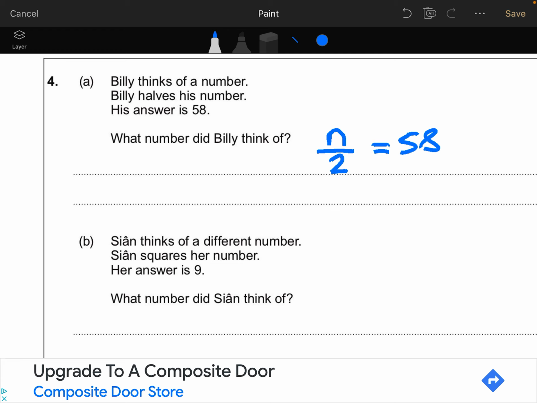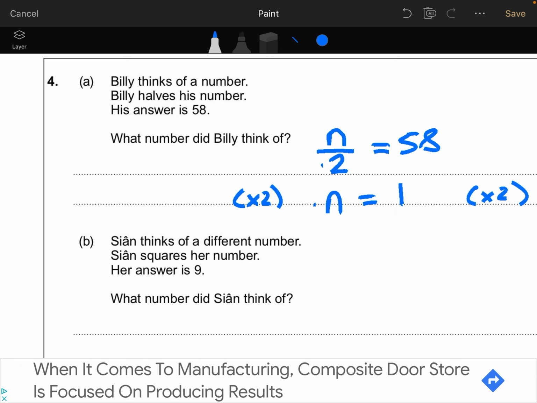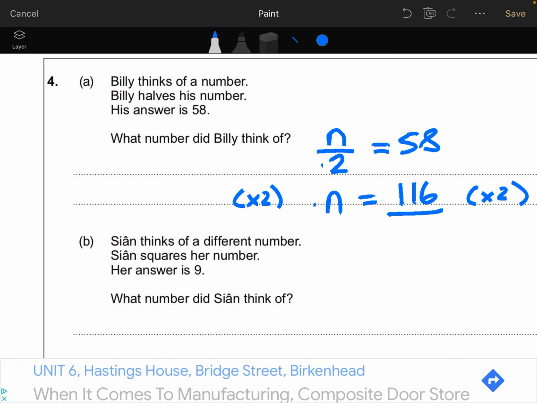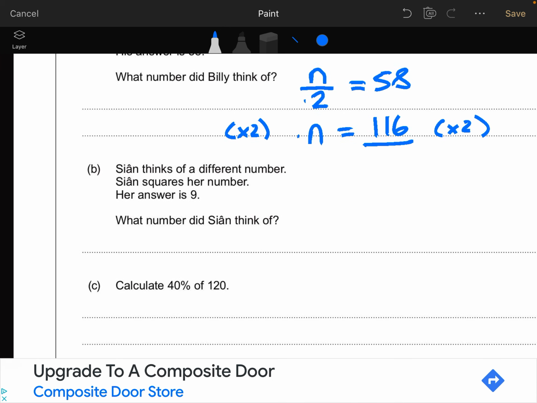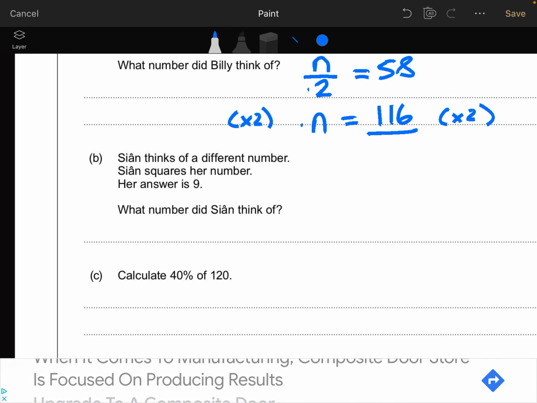Now, to rearrange that, to get rid of this 2 at the bottom so that I'm left with just n, I'm going to multiply by 2 to get rid of the divide by 2 here. So multiplying by 2 gives me n on the left-hand side, and then I also need to multiply by 2 on the right-hand side, and so 2 times 58 is, tricky, 2 50s are 100, and 2 8s are 16, so that is 116. Notice that I'm underlining my answer when I've got a fair bit of working sometimes, just to highlight what my answer is.